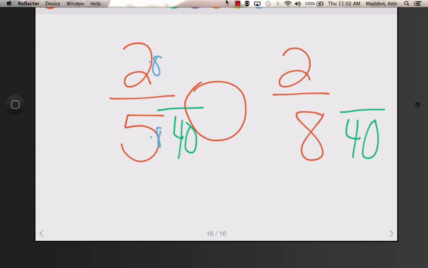5 times 8 is 40. 2 times 8 is 16. 8 times 5 is 40. 2 times 5 is 10. Which one is bigger, 16/40ths or 10/40ths? 16/40ths. So 2/5 is greater than 2/8.